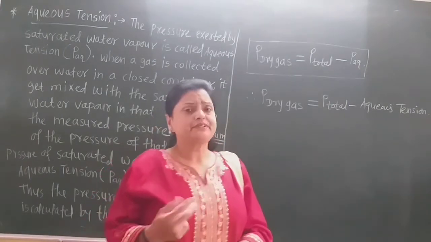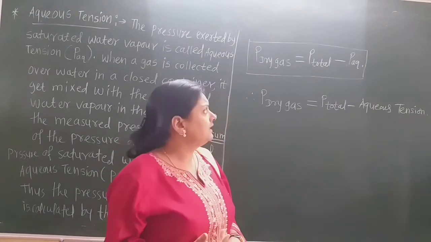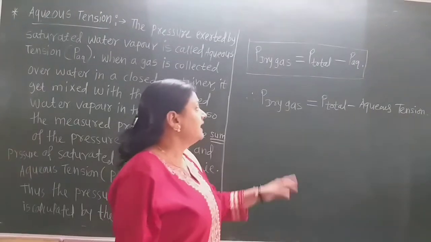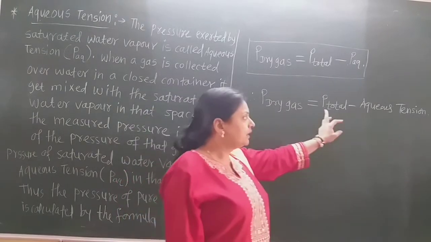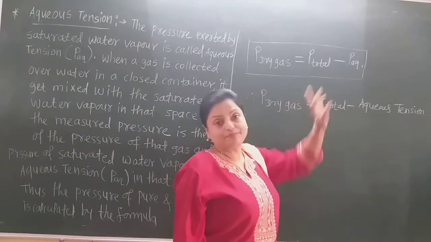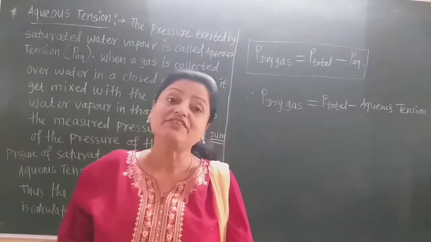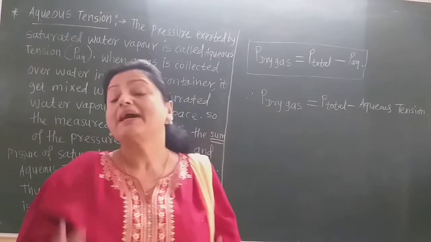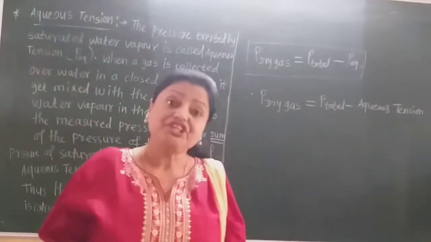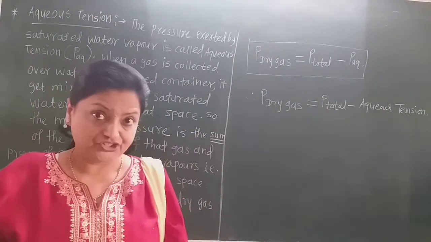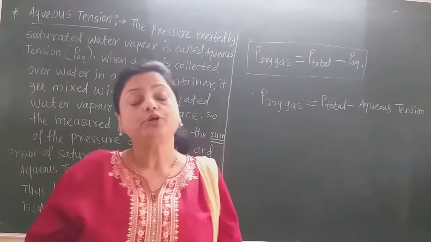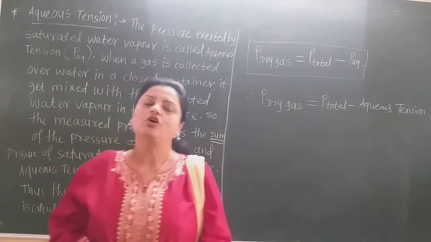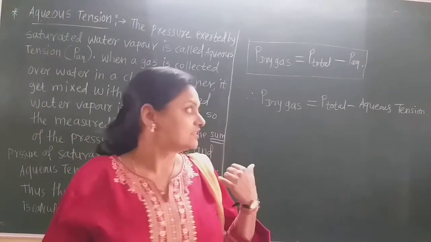If we subtract the aqueous tension from the total pressure, then we will get the pressure of dry and pure gas, and therefore pressure of dry gas is equal to P total minus aqueous tension, because P aqueous is the aqueous tension. In this way we can calculate the pressure of the pure and dry gas by subtracting the aqueous tension from the total pressure. This will be required for solving the numericals. Now this is about the numerical on Dalton's law, and this is about the aqueous tension.